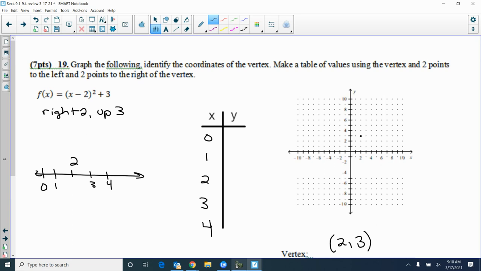Now you should know what you get when you plug in 2, but it never hurts to double check it, in case you made just a careless mistake. So you got 0, 1, 2, 3, and 4. So identify that X coordinate of the vertex. Go 2 to the right, 2 to the left.